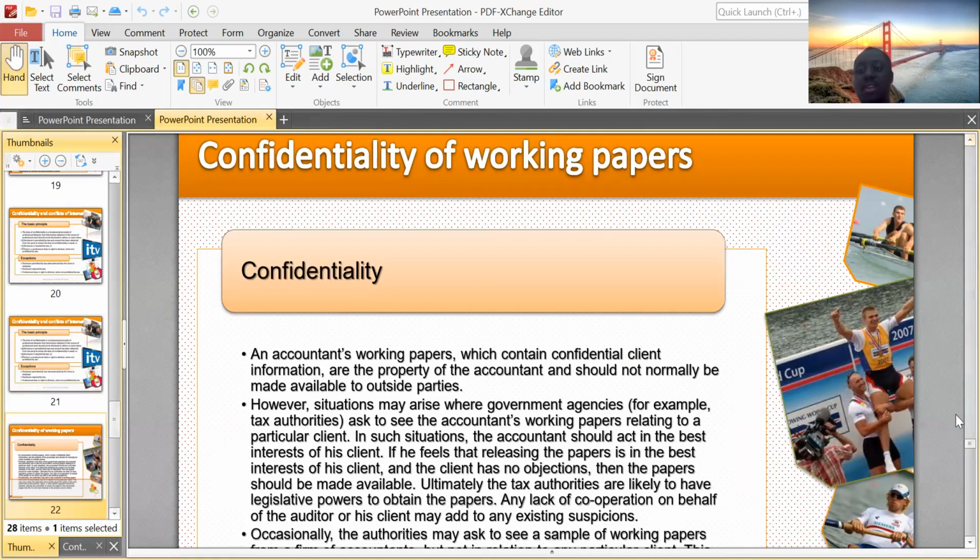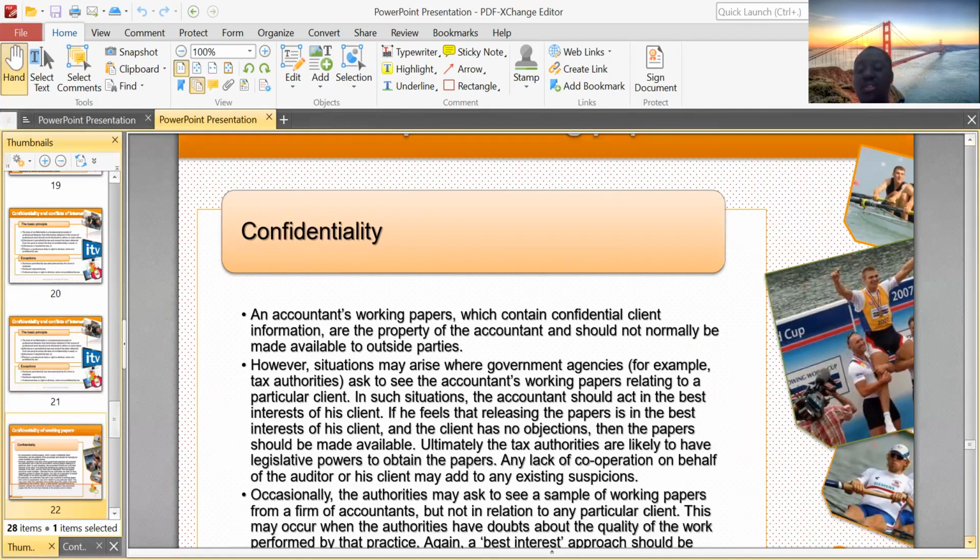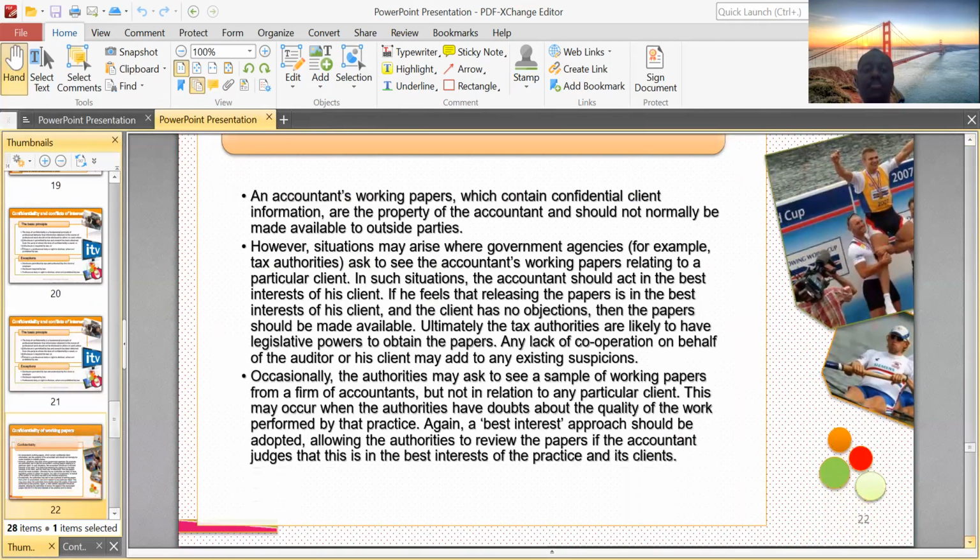you shouldn't make it available. Generally, you shouldn't make it available to outside parties. However, there are situations where government agencies ask to see the working papers. In such situations, the accountant or the auditor should act in the best interest of the clients. If he feels that releasing the papers is in the best interest of the clients, and the client has no objections, then the papers should be made available. And ultimately, the tax authorities are also likely to have legislative power to obtain the papers. So there are situations like that.